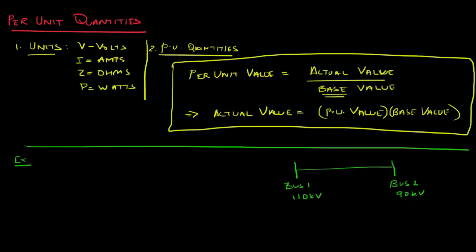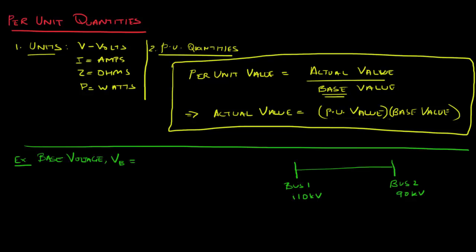What we're trying to understand is how we will convert these values on bus 1 and bus 2 into per unit values. So the first thing we need to do is define a base value. Let's say this is your whole power system. For this whole power system, I'm going to define a base voltage.